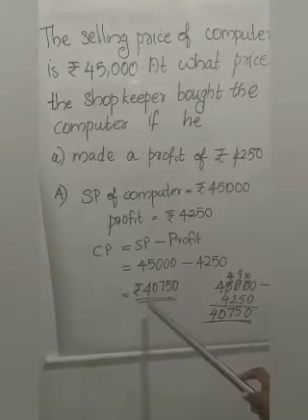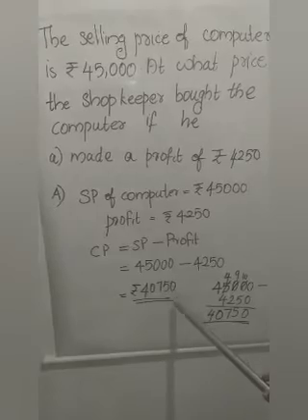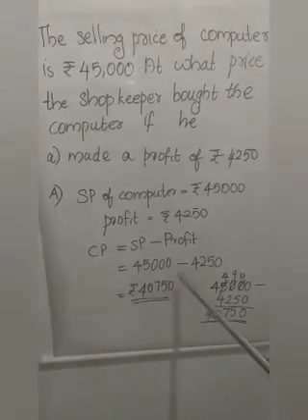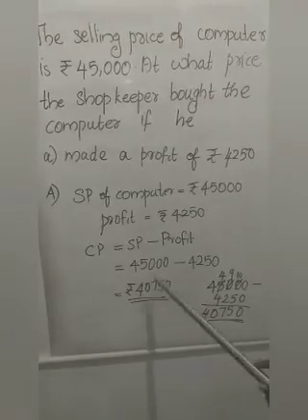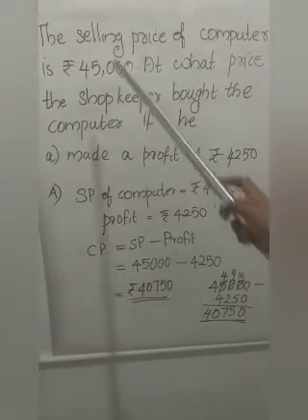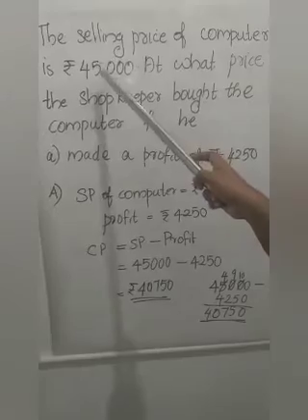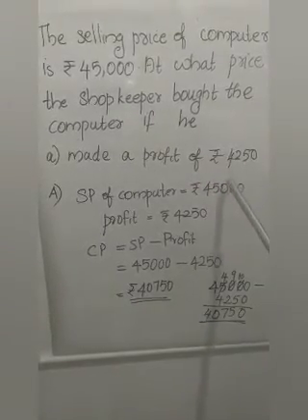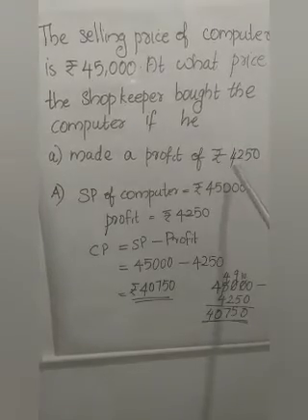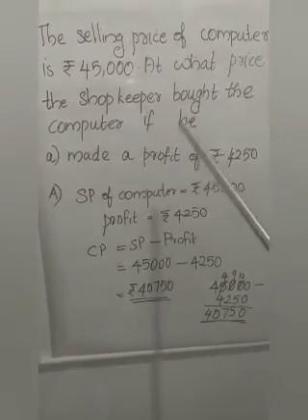So what is the cost price of the computer? Rupees 40,750. He bought the computer for rupees 40,750 and he sold the computer at rupees 45,000. Thereby he made a profit of rupees 4,250.